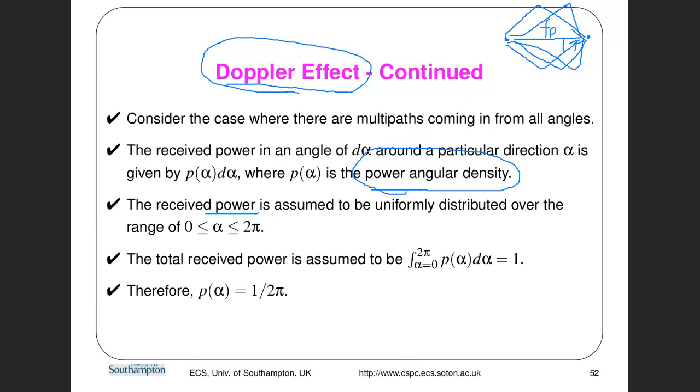Then the power angular density integrated over all the angles should equal 1. Then we get this power angular density over the infinitesimal angle being 1 over 2 pi. I hope that's not unclear.